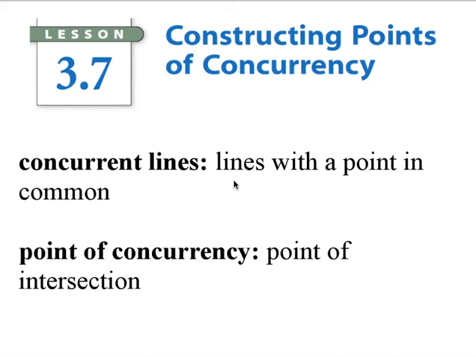We have concurrent lines that we're going to talk about. Concurrent lines are lines with a point in common. And then we have a point of concurrency. That is a point of intersection. So when we talk about finding a point of concurrency, we want to know where do they intersect.